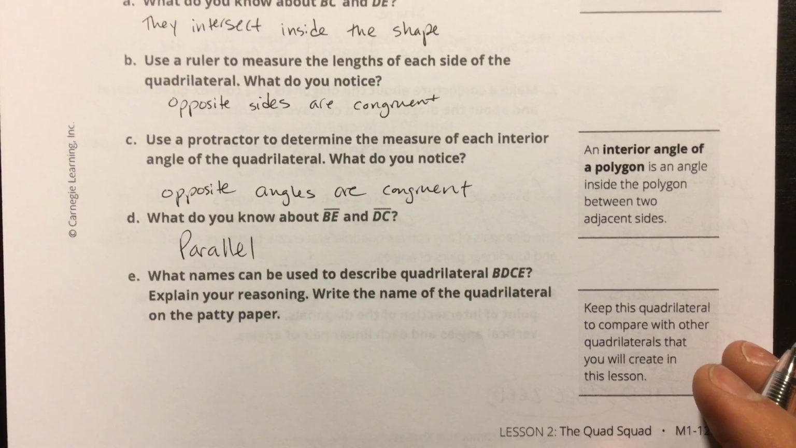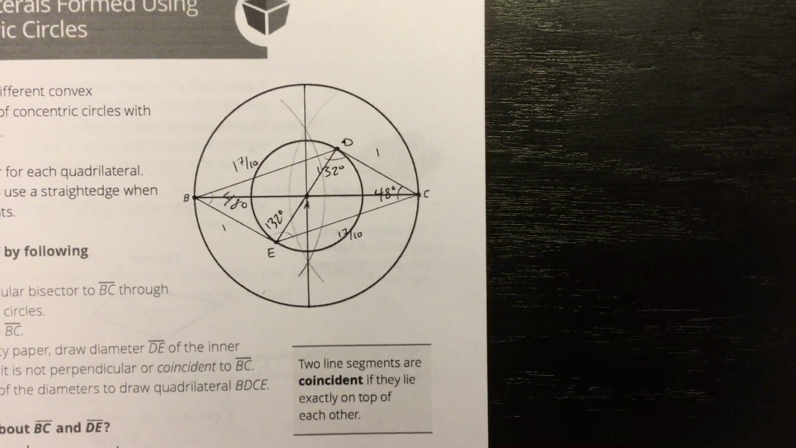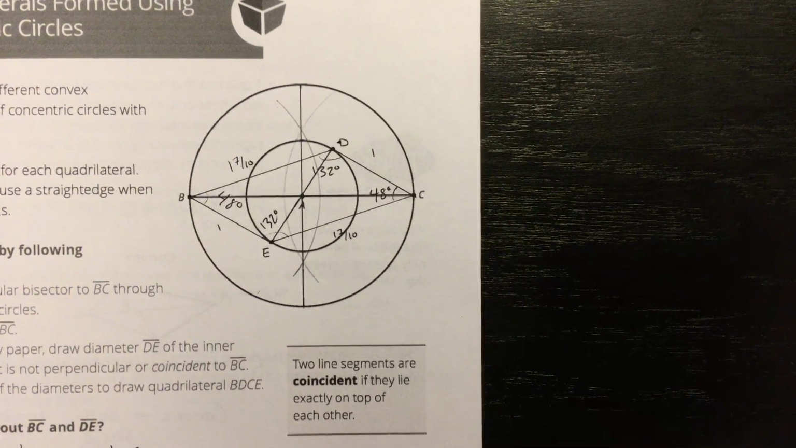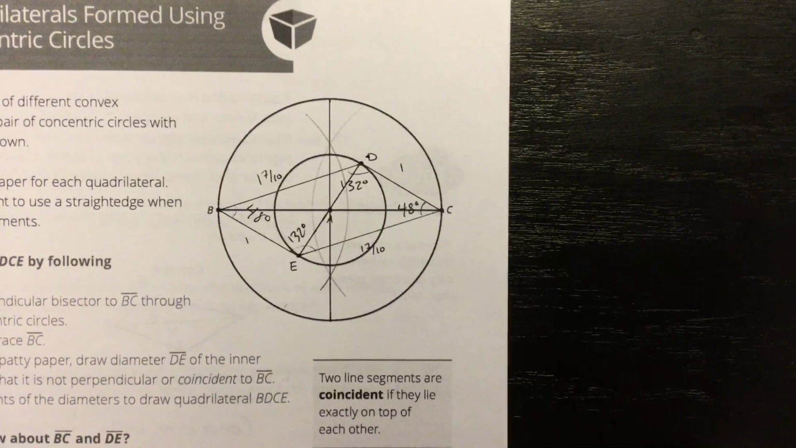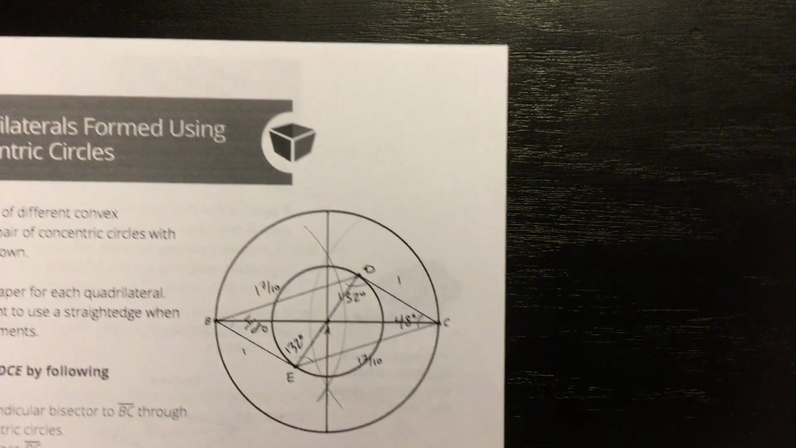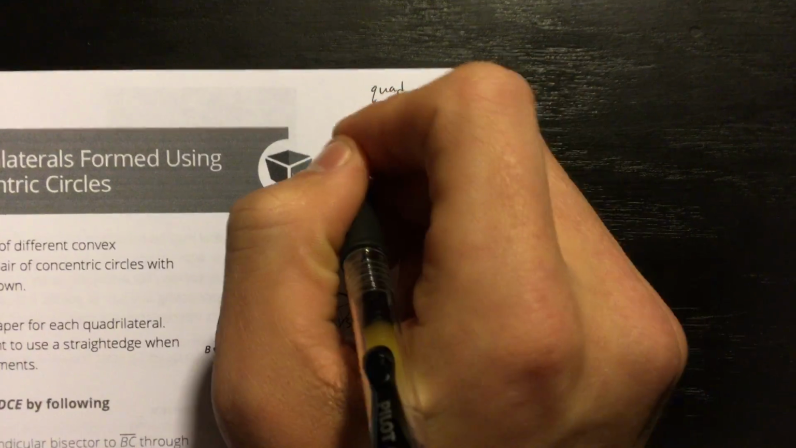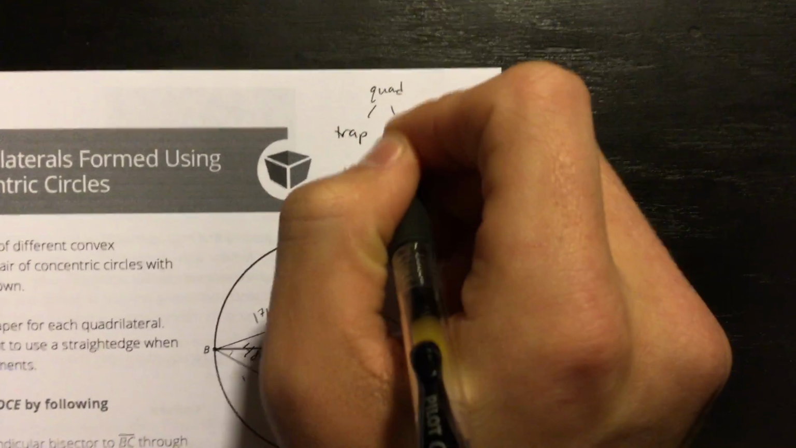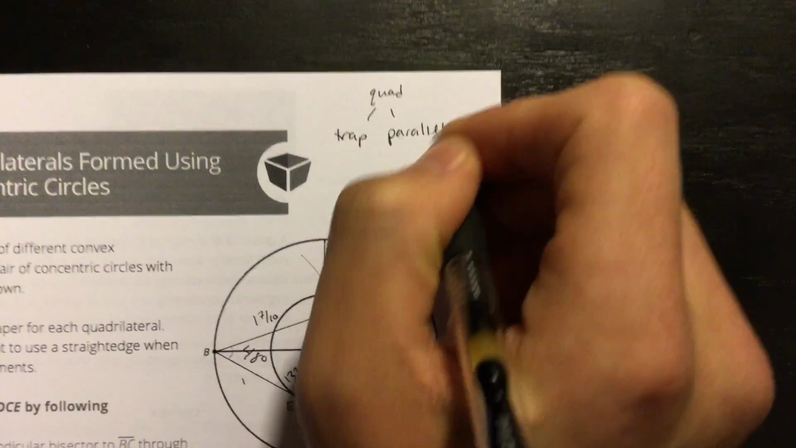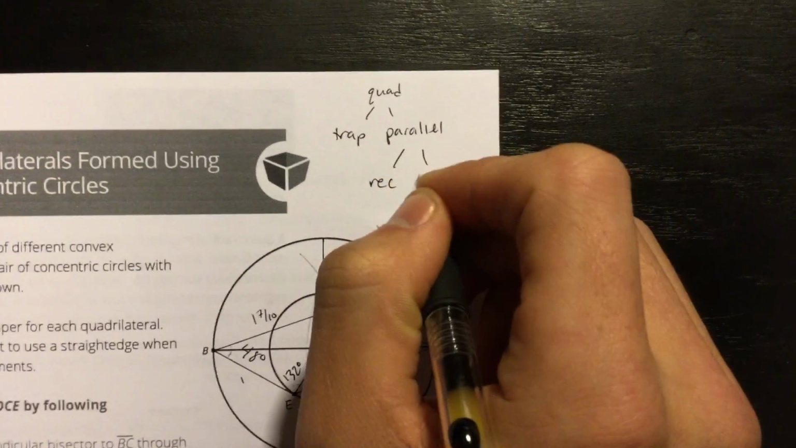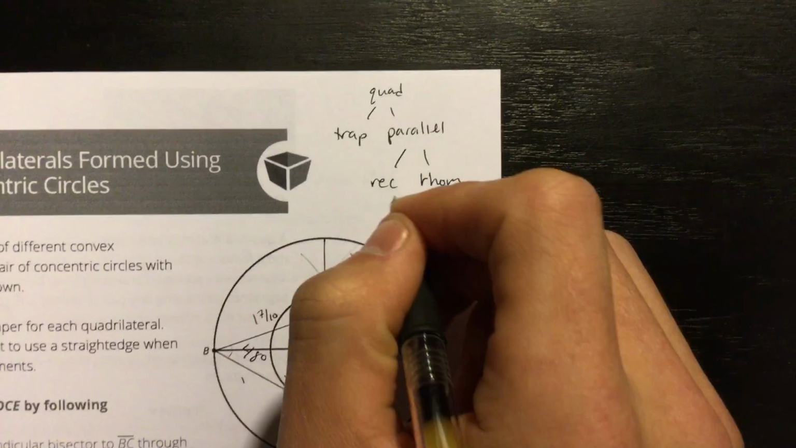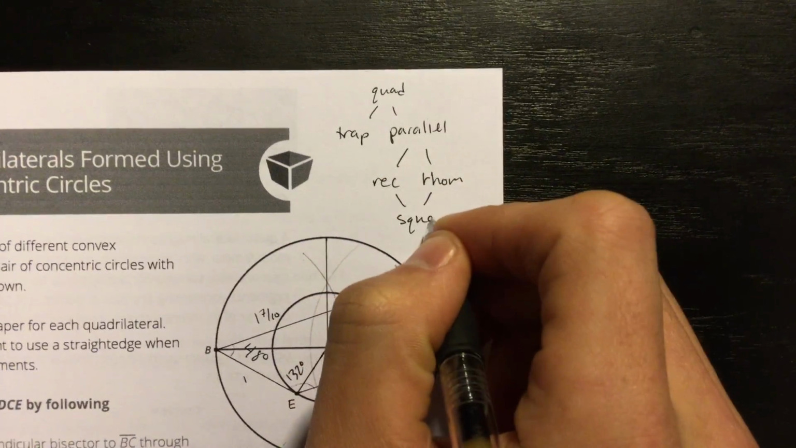Explain your reasoning. Write the name of the quadrilateral on the patty paper. So we're just going to go ahead and do it up here. Okay, so if you remember the tree, the family tree of quadrilaterals, and I'll come back to this later so that I don't have to make it multiple times. There's trapezoid, parallelogram. Under parallelogram there was rectangle, rhombus, and then under both of those was a square.